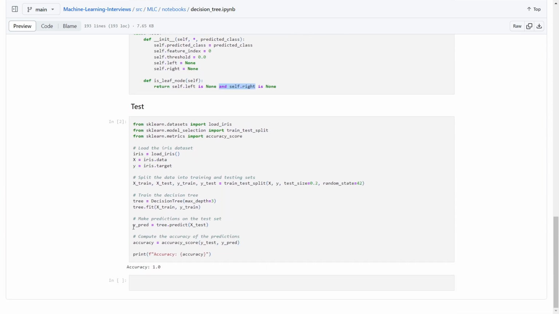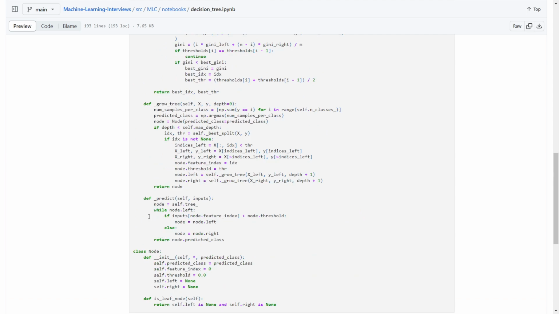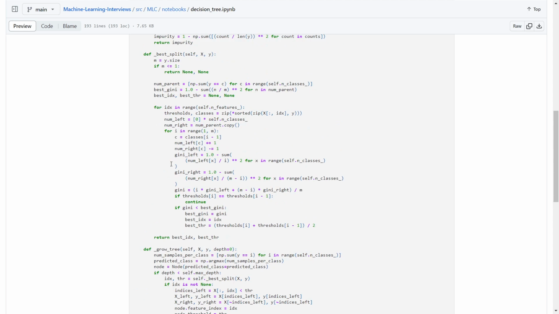Now for testing this, I think we are just using this predictor. I think that's it for this. The most important thing to understand in this example is how we are growing the tree, how we are calculating the Gini values on each level, and taking the minimum values from that. So I hope I was able to clear up the decision tree algorithm and help you out with the coding of the decision tree algorithm.